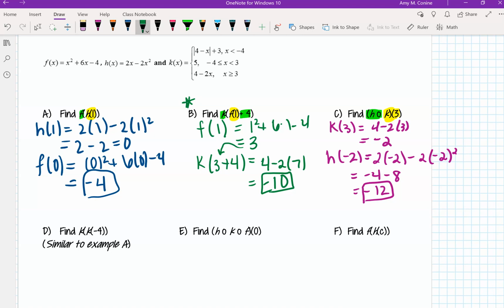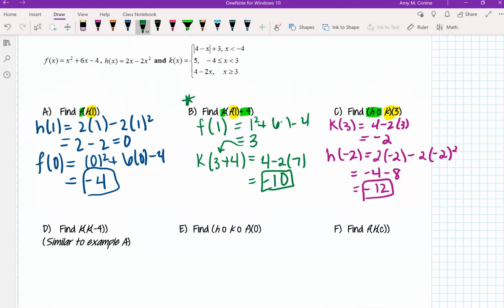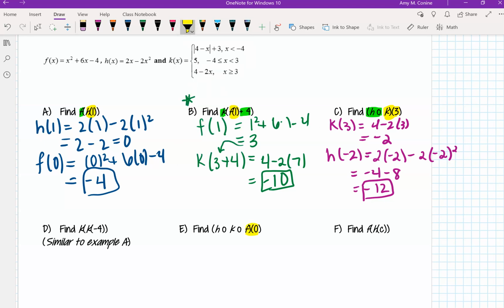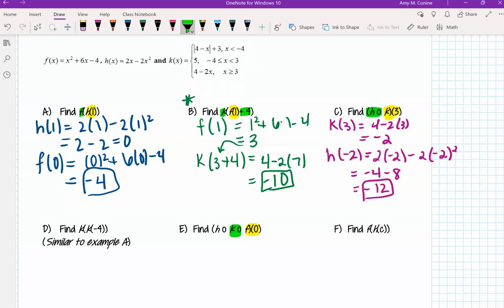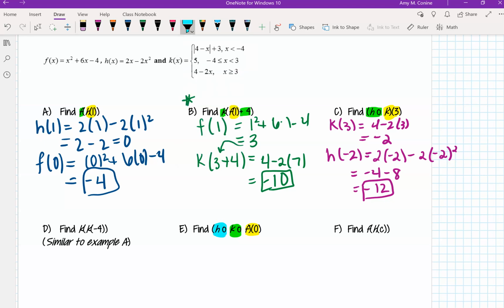So even if you have something like E, where you have h of k of f, and that's all of 0, you're just going to do it in phases. So you would do f of 0 first, and then whatever the output is of that, you would plug it into k, and then whatever the output is of that, you'd plug it into h. So we've got f of 0 as our first step, k of the output as our second step, and h of that output as our third step. So I want you to go ahead and try that now.